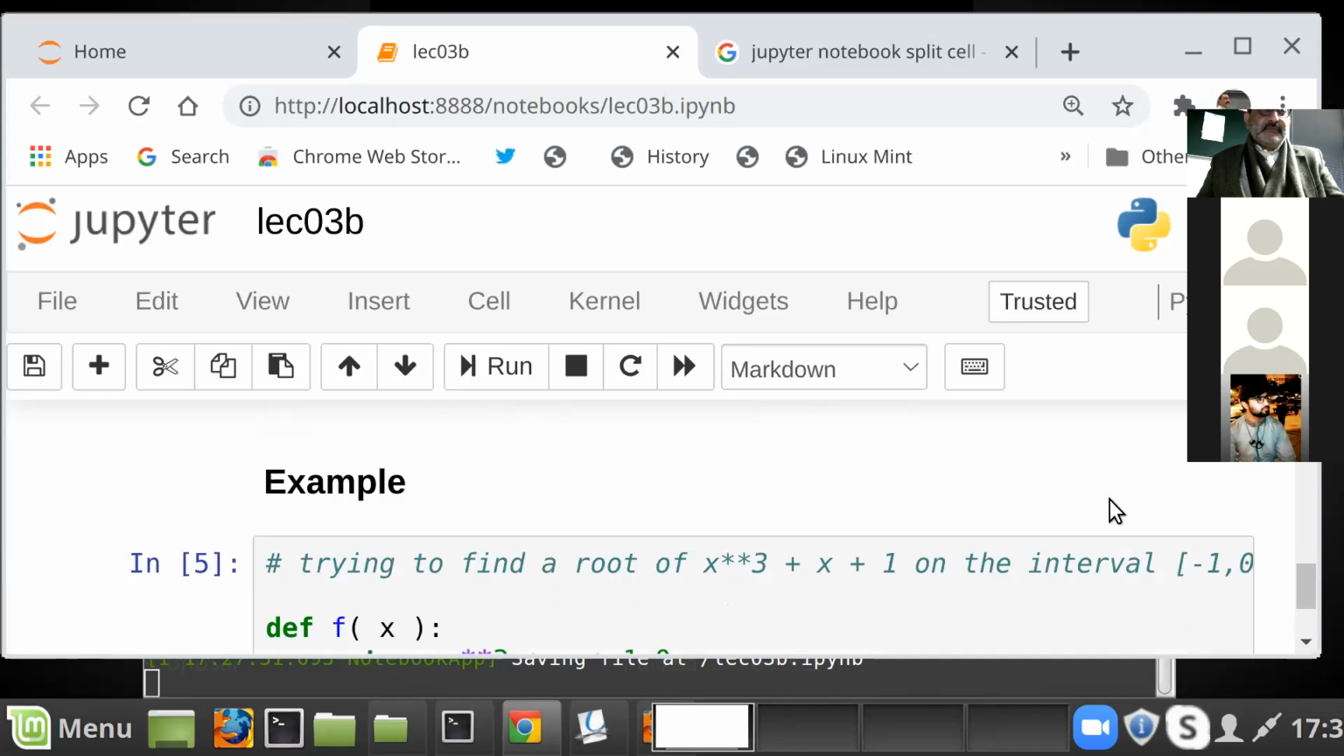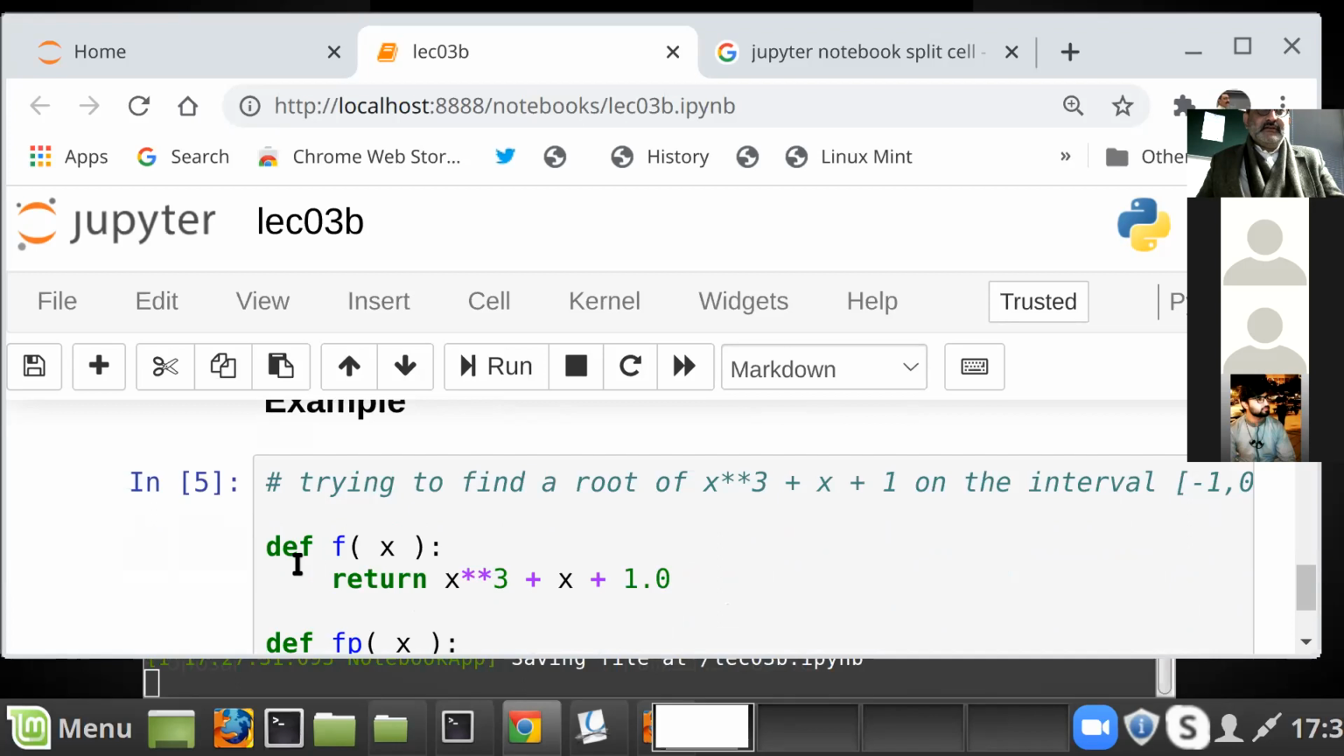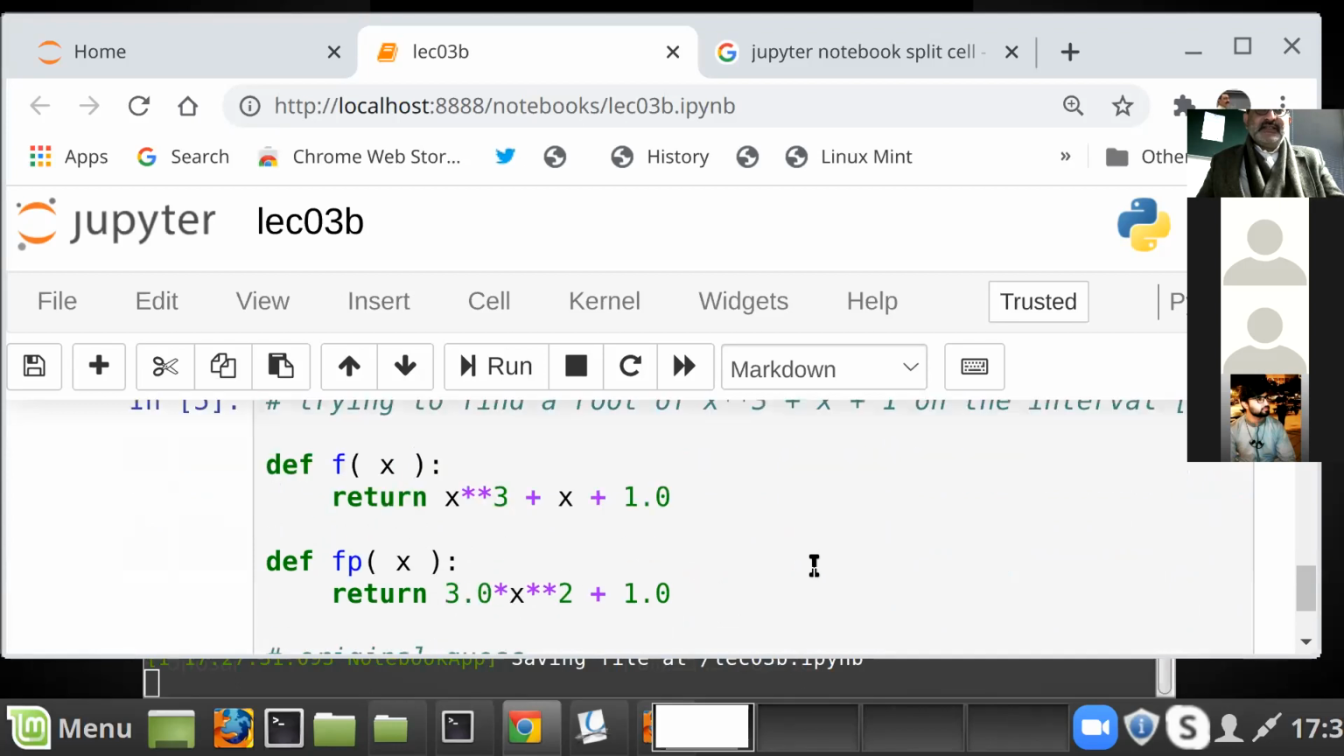All right, so take a look at the code. We need the actual function. You have to return x cubed plus x plus 1. We need its derivative. I'm calling that function for finding the derivative fp. So now you need to return 3x squared plus 1. That's the derivative.